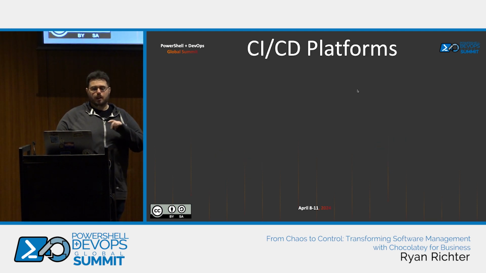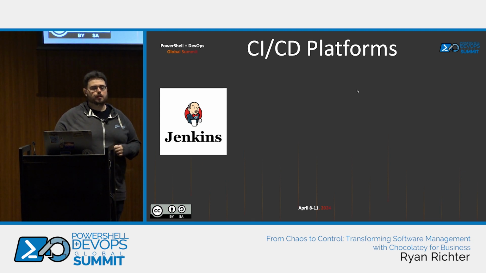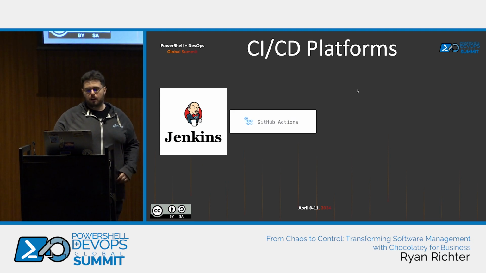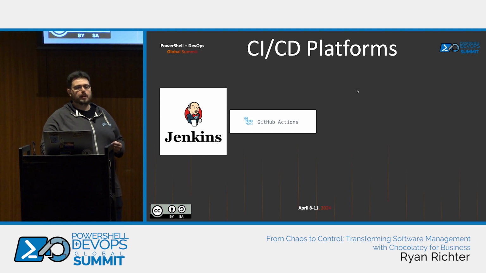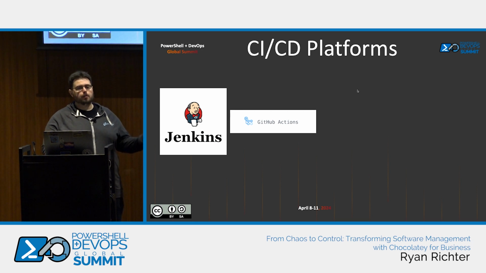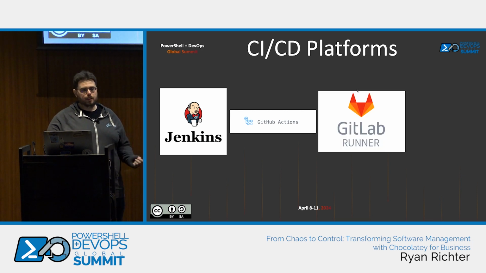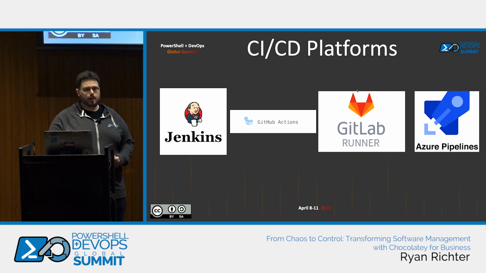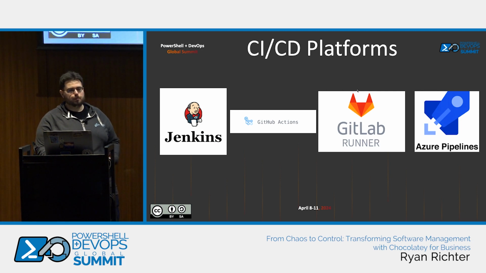CI/CD platforms. Obviously, you saw us give you an open source Jenkins. Anything that can basically execute a PowerShell script on a licensed Chocolatey box, you can run that process with. So you can put it inside of a GitHub action, GitLab runner, Azure DevOps pipeline. I've seen people do Circle CI as well, or other tools like that.